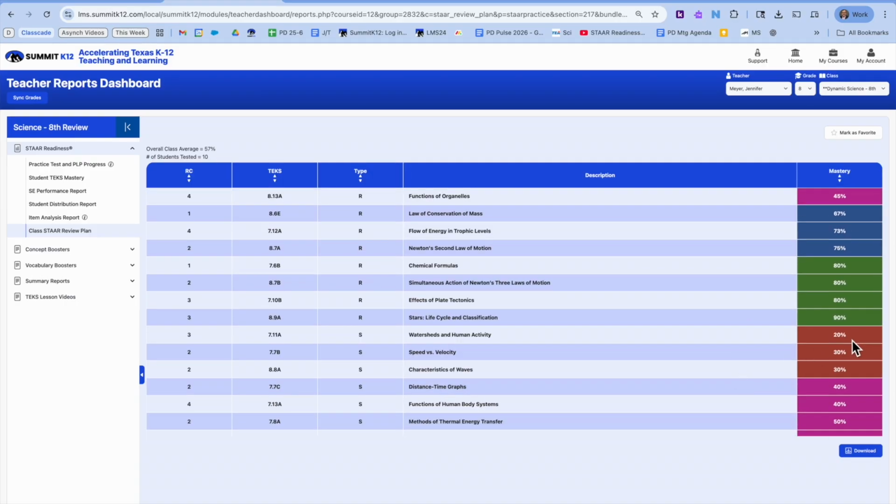I'm going to look down here. These are at 20 and 30%. These are supporting standards, but they very well could be tested. So I'm probably also going to do these three whole class as well, right?